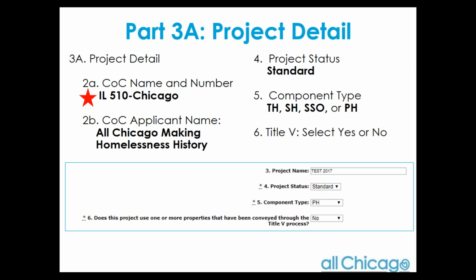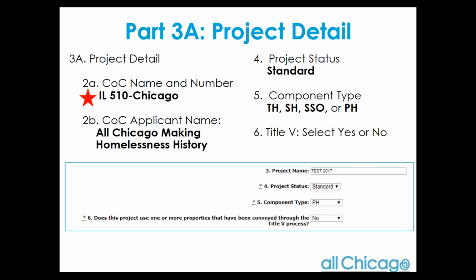In addition, the CoC applicant name, so that is us. Our entire name is All Chicago Making Homelessness History. For some of us that have been around through the merger, I know we'll be looking for the Chicago Alliance. So just make sure that you are selecting All Chicago Making Homelessness History, since that is our official name.